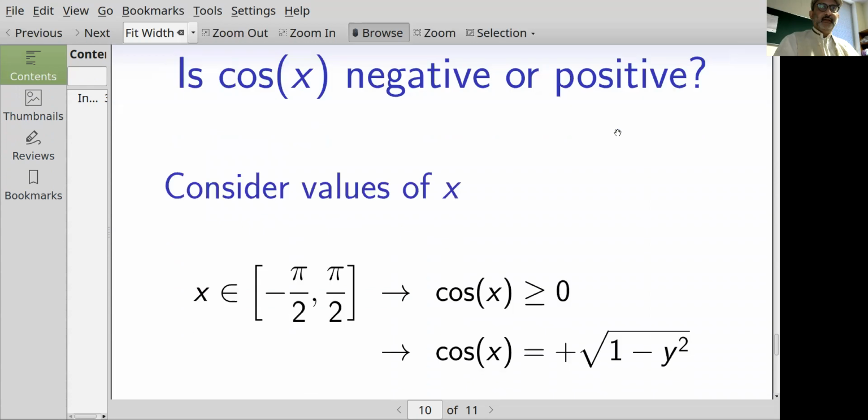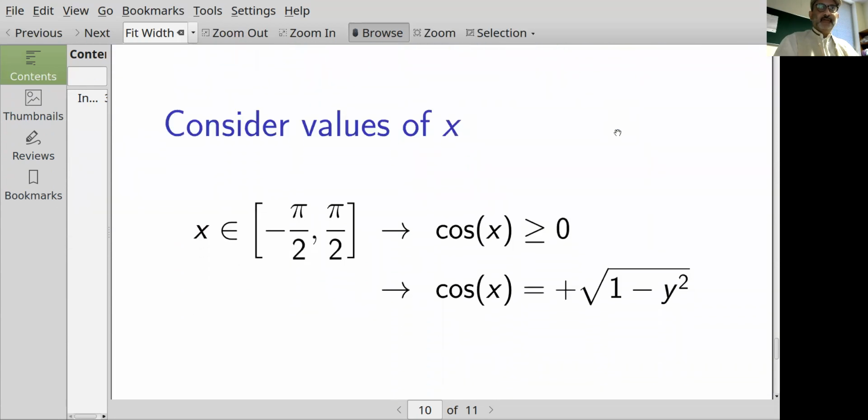Okay, now let's go back. I remind you, x lies between minus pi over 2 and pi over 2. The cosine function, cos of x, only takes values which are greater than or equal to 0 on that interval. It doesn't take any negative values. So cosine can't be minus the root of 1 minus y squared. So that leaves us with cosine of x equal to the positive root of 1 minus y squared.